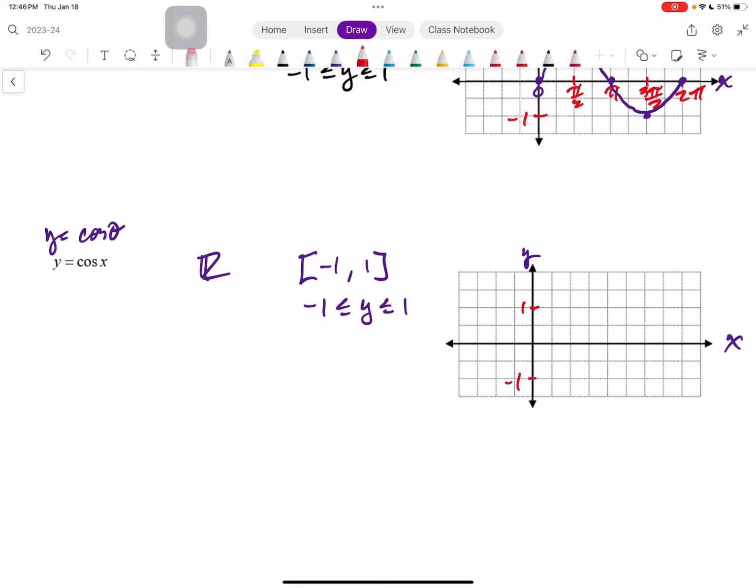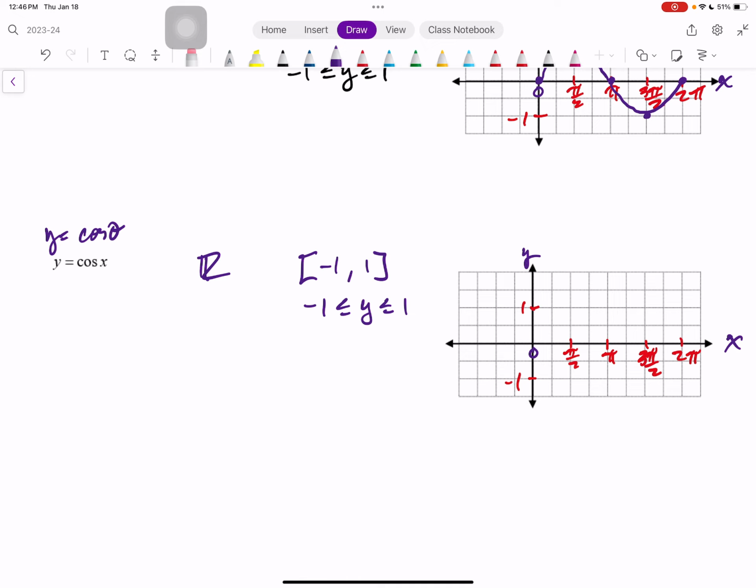So 1 here, -1 here. Go out 8 units. Label it 2 pi. Half of 2 pi is pi. Half of pi is pi halves. So you go 1/2, 2 halves, 3 halves. So 3 pi halves. And then you graph.